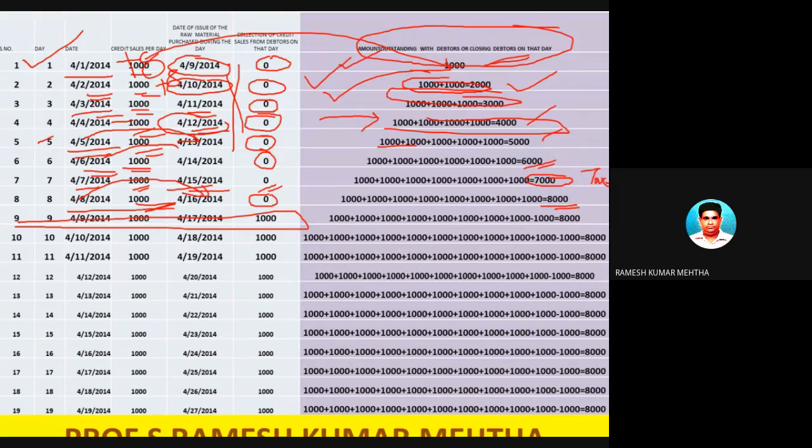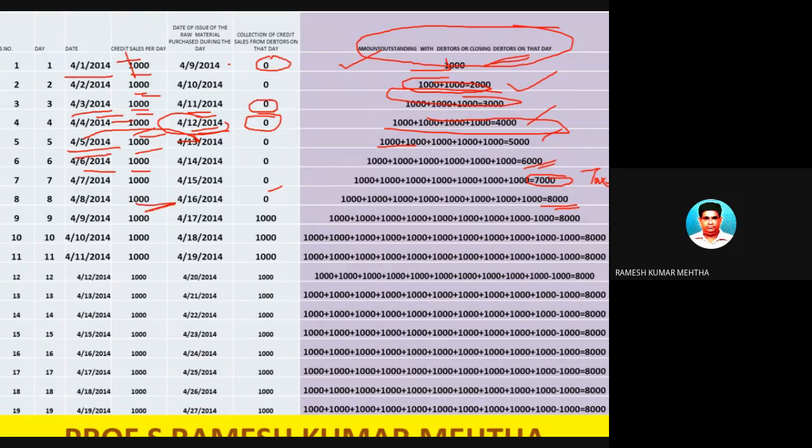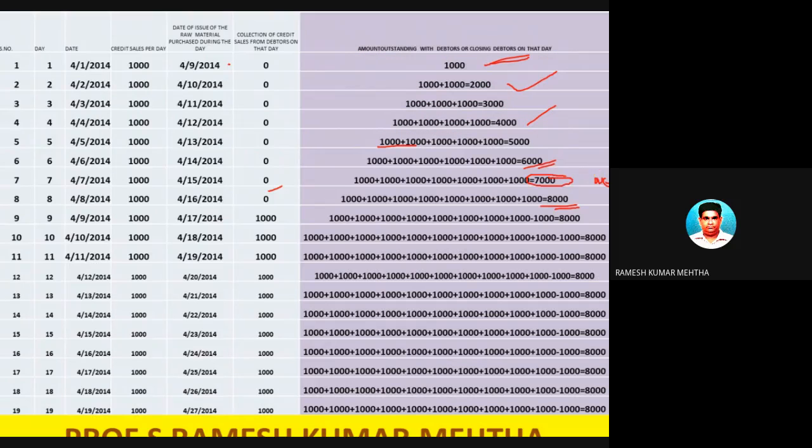Now let's talk about 9th April. This is very, very important. On 9th April, again I am selling on the same day another 1000 rupees of goods on credit basis to the debtor. So now what is happening? Until so far, 8000 was outstanding. Today, again I have sold another 1000, so the total amount to be received is 9000, because this amount will be received on 17th.